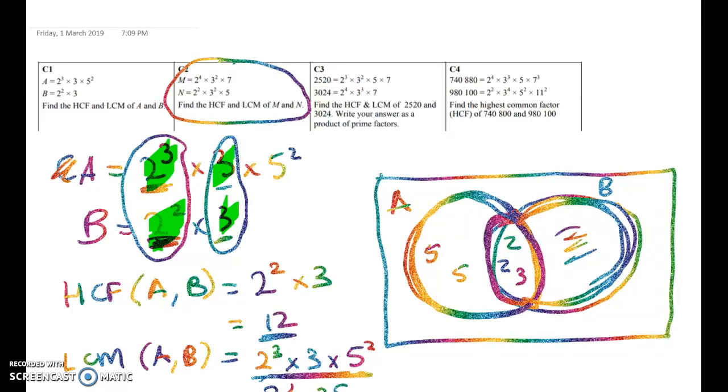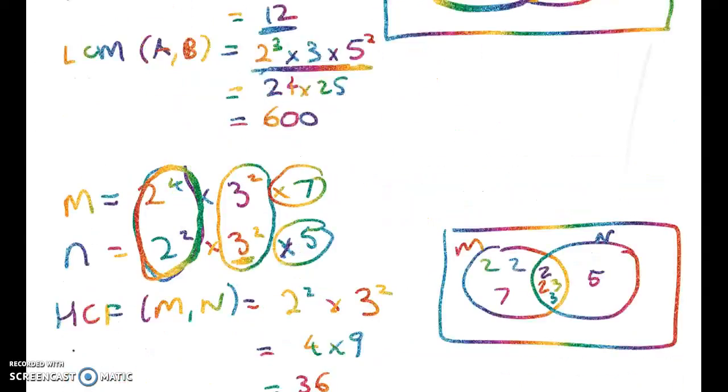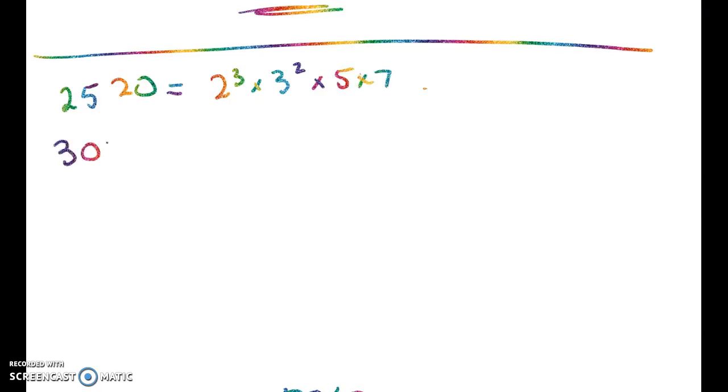Big numbers now. We have to find the lowest common multiple and the highest common factor of these two numbers. But we're given them in index form, so we don't have to do the factor tree work ourselves. It speeds us up a bit. So 2520 is equal to 2 cubed times 3 squared times 5 times 7. 3024 is equal to 2 to the power of 4 times 3 cubed times 7.